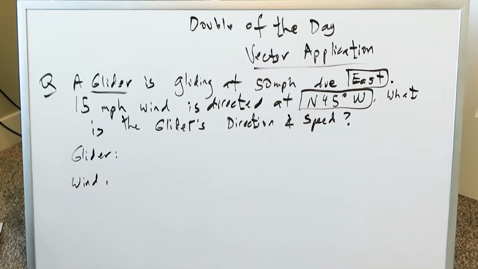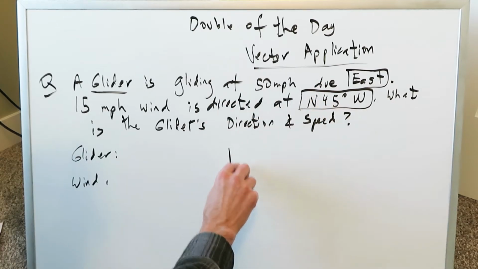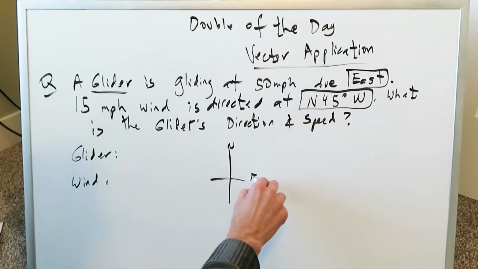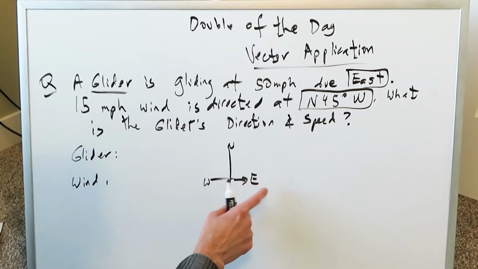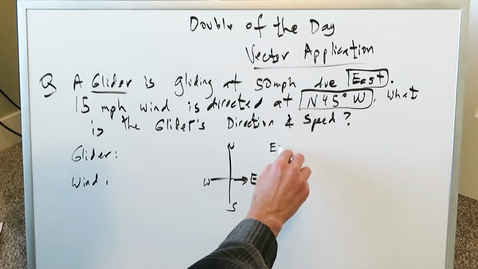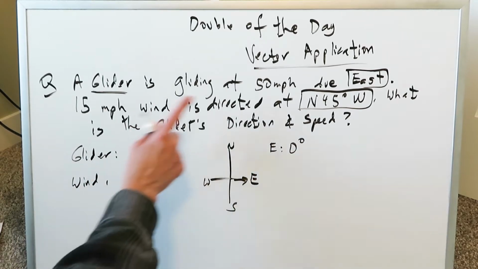We have to write these in terms of their component forms, magnitude and direction. When we're talking about a glider heading due east, you know the compass is made up of north, east, south and west. Anything which is heading due east, which is towards the right, is always 0 degrees. So we know that with regards to the glider.